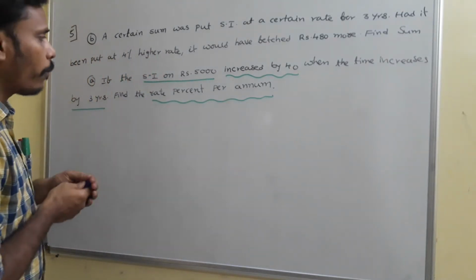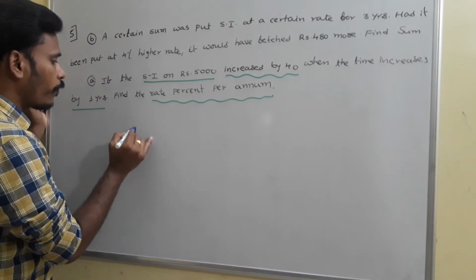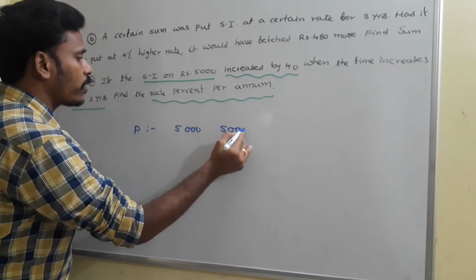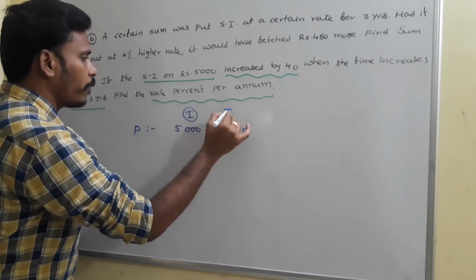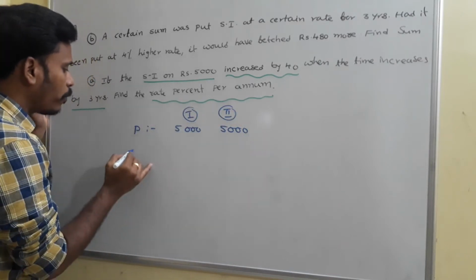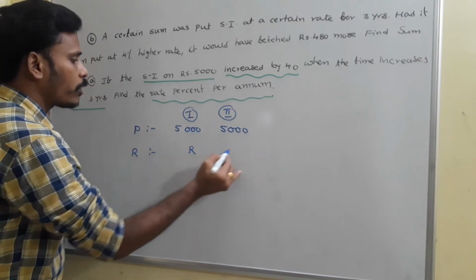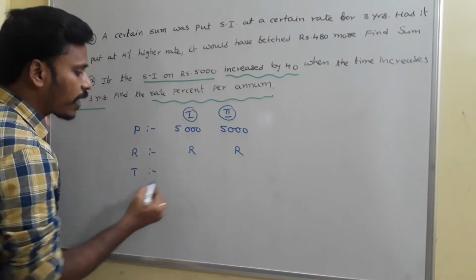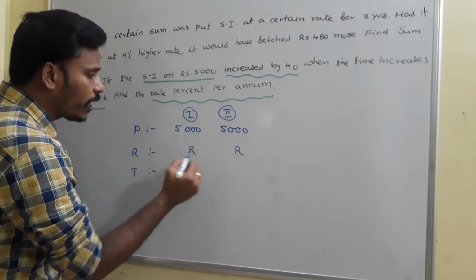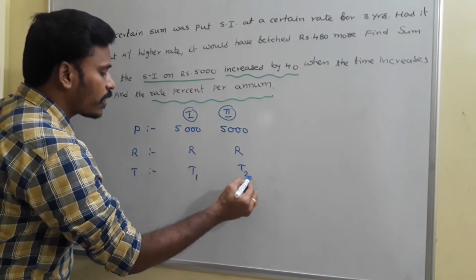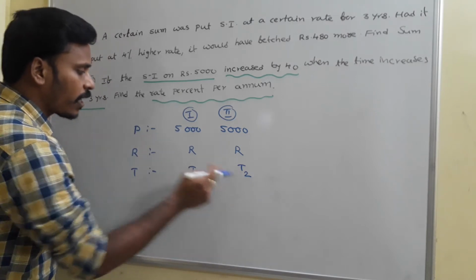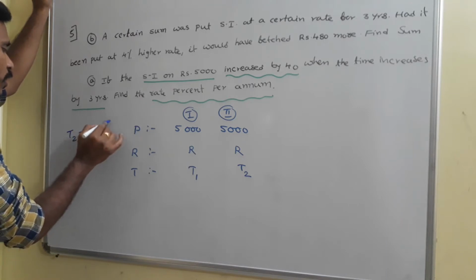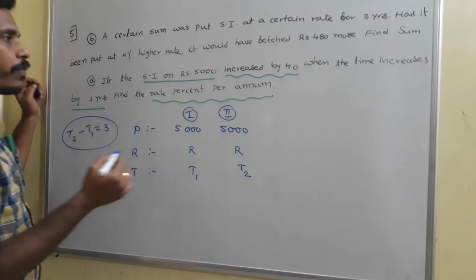So how to solve this problem? Two situations are involved. The principal amount in both cases is 5,000 rupees. This is the first situation and this is the second situation, and in both the cases the rate of interest is the same. That is what we need to find. If you think about the time, in one case the time is t1, in the second case the time is t2, and as per the problem the difference between the times is 3 years: t2 minus t1 is 3 years.